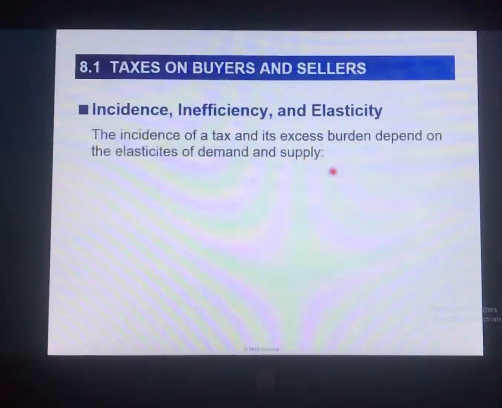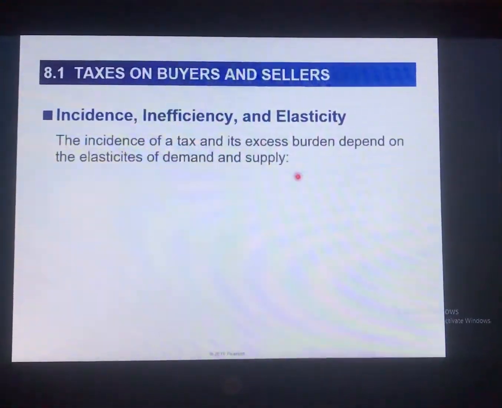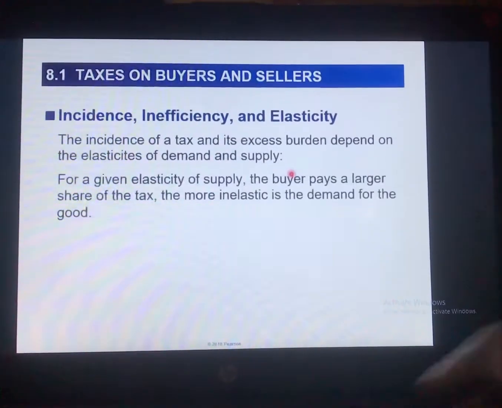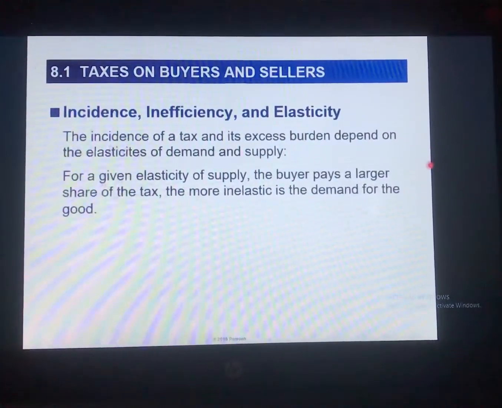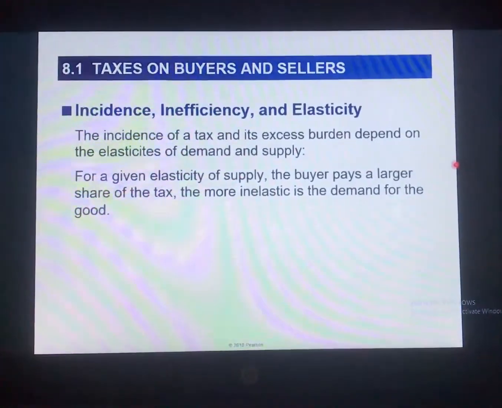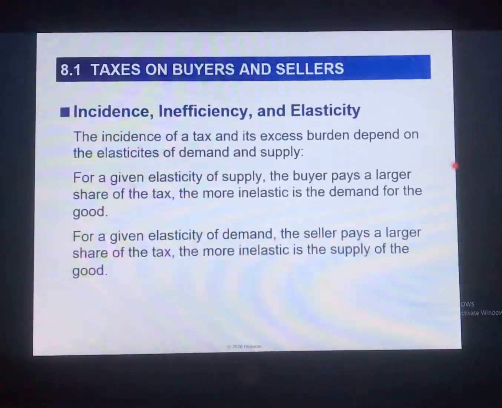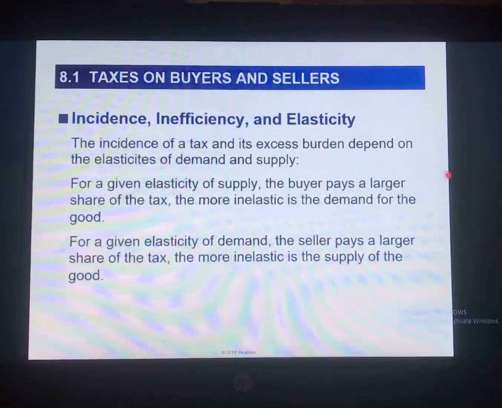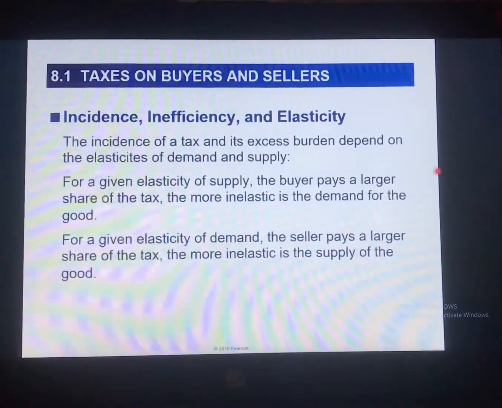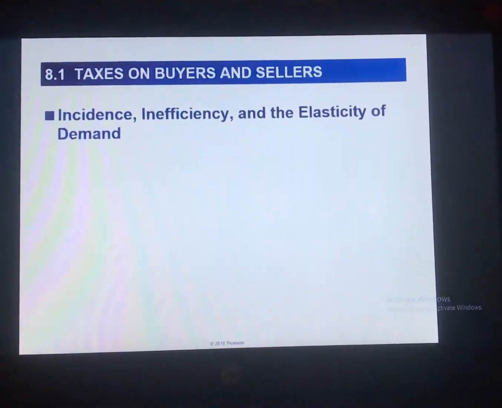So let's talk about the incidence, inefficiency, and elasticity of taxes. The incidence of a tax and its excess burden depend on the elasticity of demand and supply. For a given elasticity of supply, the buyer pays a larger share of the tax, the more inelastic the demand is for the good. For a given elasticity of demand, the seller pays a larger share of the tax, the more inelastic the supply of the good. The more inelastic the demand or supply, the smaller is the excess burden.